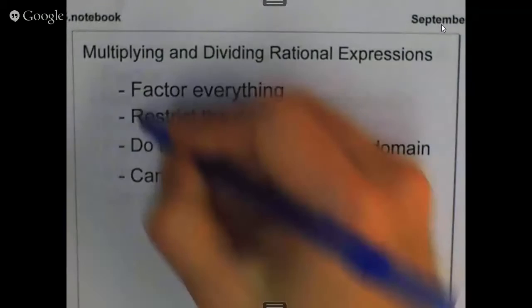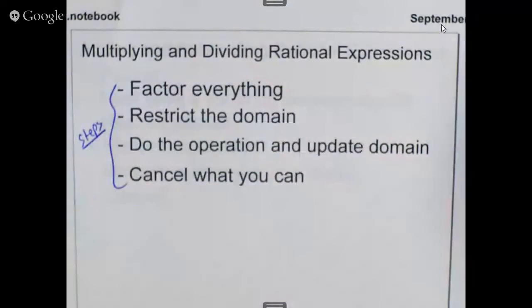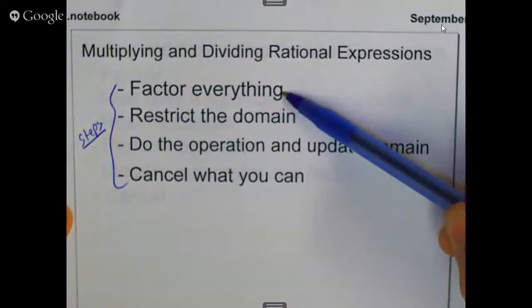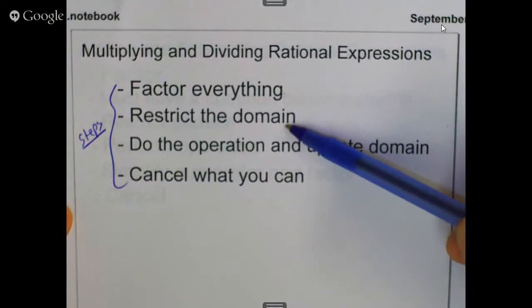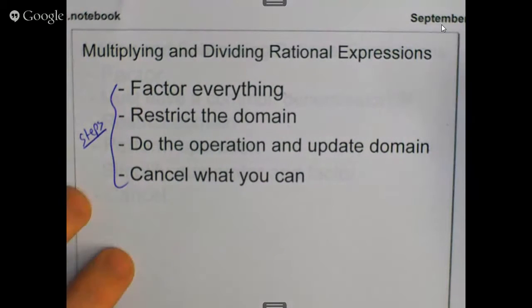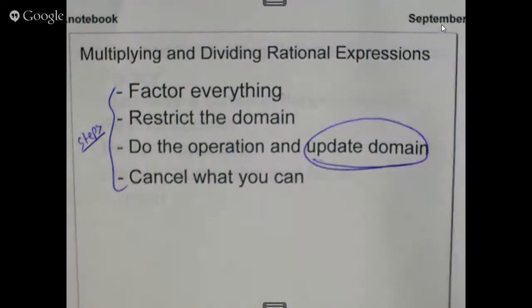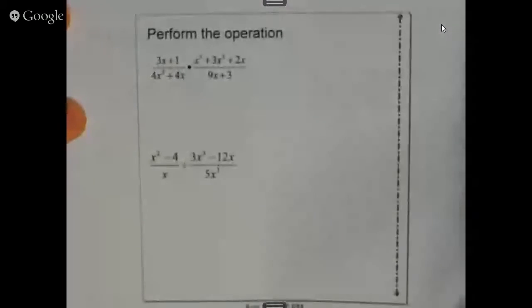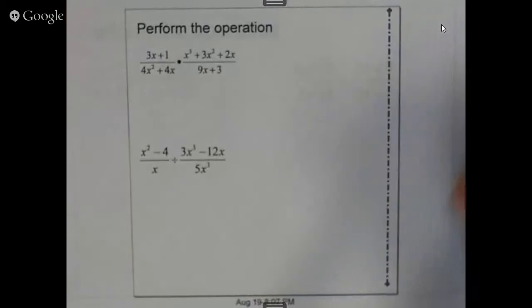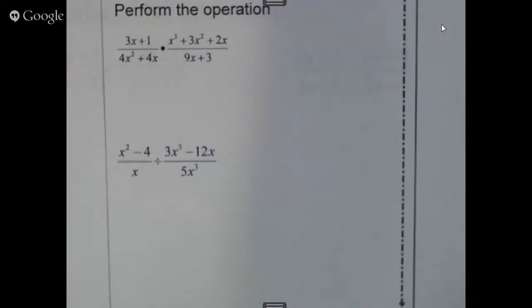Here are your steps. Number 1, we're going to factor everything. Number 2, we're going to restrict the domain. Then we're going to do the operation and update the domain. That's important, we've got to update it, and then cancel what you can. Okay, so factor everything. We'll go through here and factor everything we can.